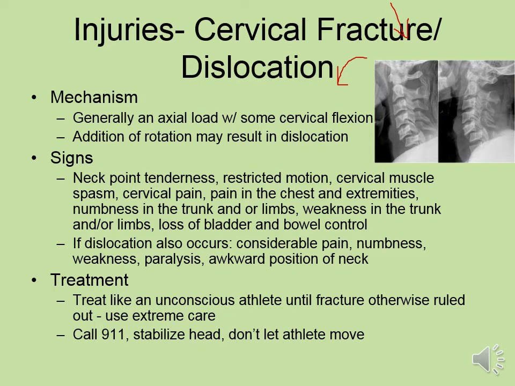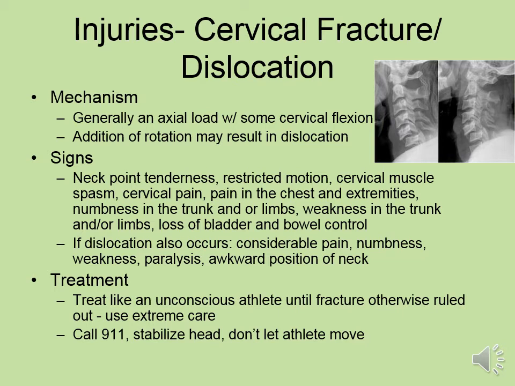And if they also have a little rotation to their head at the same time, then that's more likely to result in a dislocation. This particular picture right here is showing a dislocation. So this vertebra has slipped forward on the other vertebra and has dislocated. We also can have partial dislocations of the neck as well. So just because their neck isn't in a crazy position, we need to follow their symptoms and make sure we're protecting these people who are having a lot of neck pain.